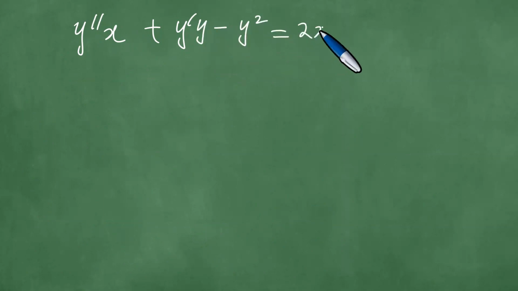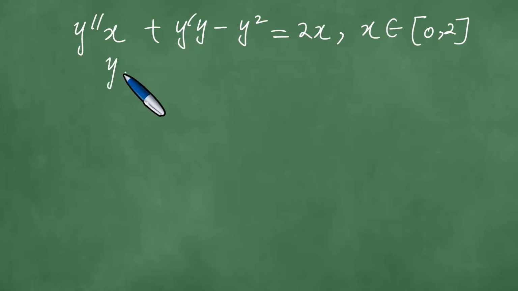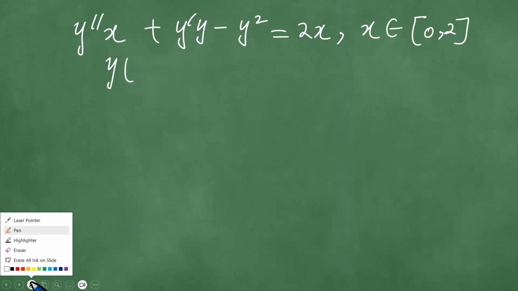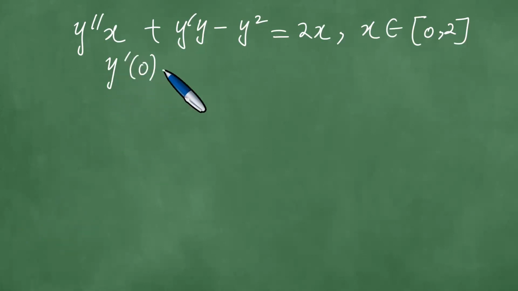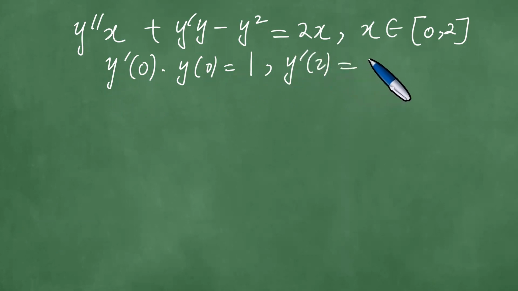I'll first write the past exam question: y double primed x plus y primed y minus y squared equals twice x, with x in the interval 0 to 2, and with the two boundary values: y primed of 0 times y of 0 is 1, and y primed of 2 is 0.